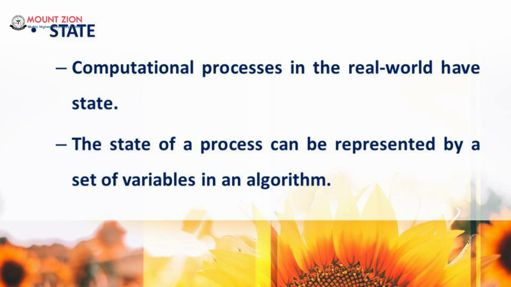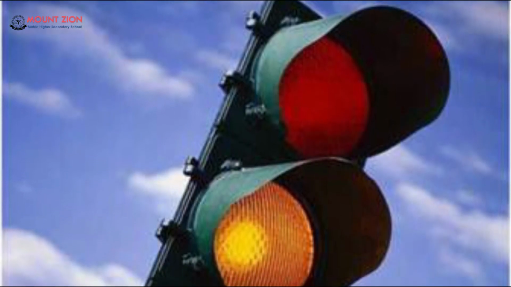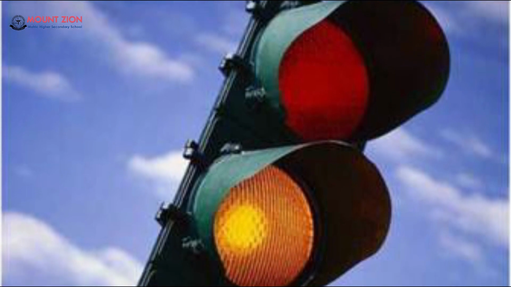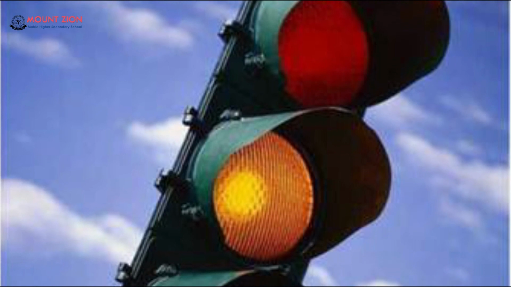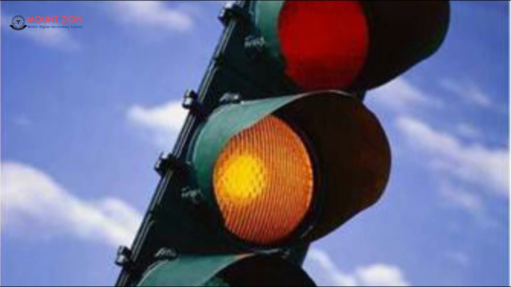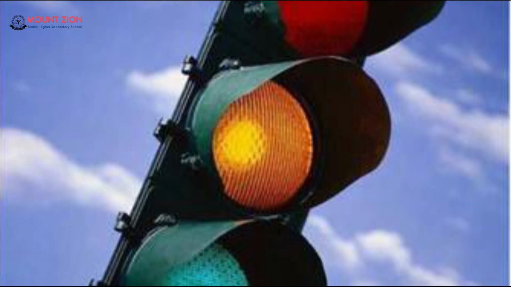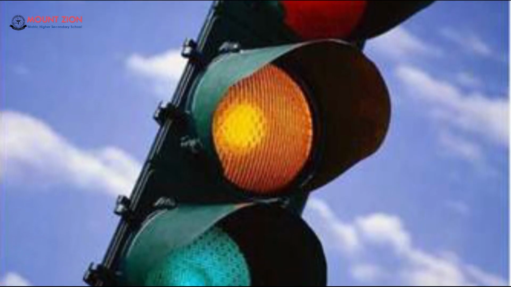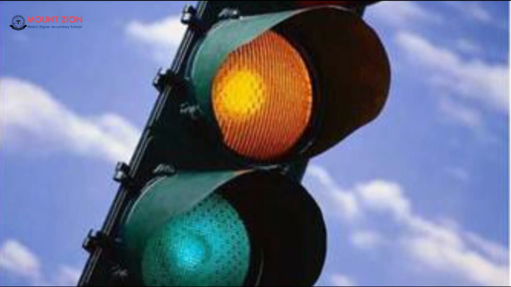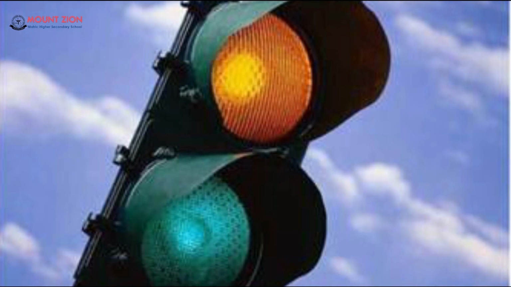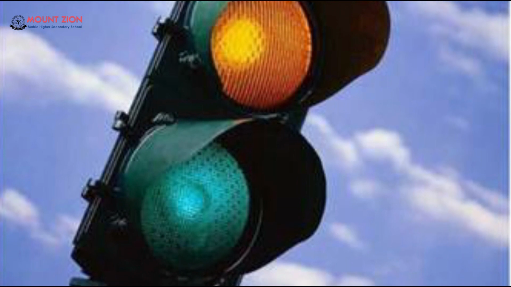For example, a traffic signal. It may be in one of three states: green, yellow and red. The state is changed to allow a smooth flow of traffic. The state may be represented by a single variable, signal, which can have one of three values, green or red or yellow, whatever it may be. So this is called a state.